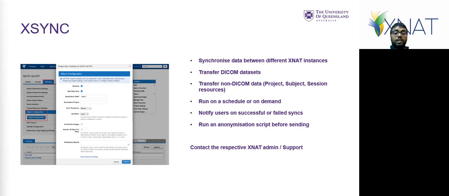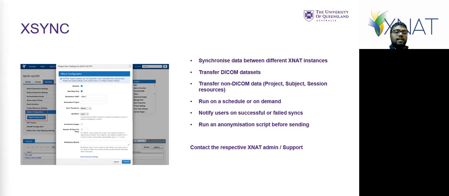You can set it to run on a schedule, like daily, weekly, etc. And you can disable the scheduling and run it on demand. So you can just have it set up and then run it just when you want the XSync to run. When you use the on-demand option, you can also just sync a single session. You don't have to do the entire project. The schedule one has to be done on a project level.